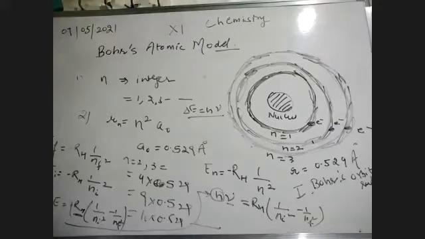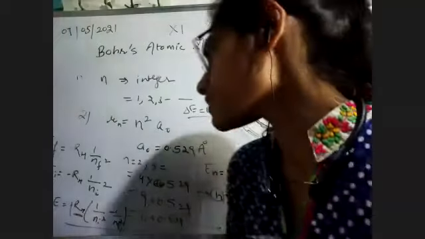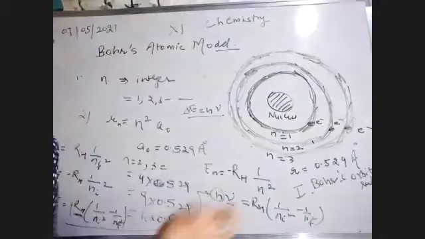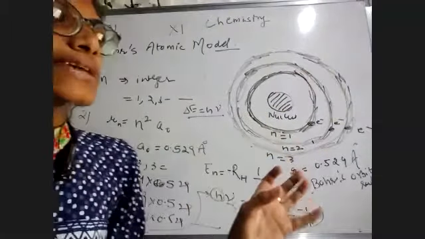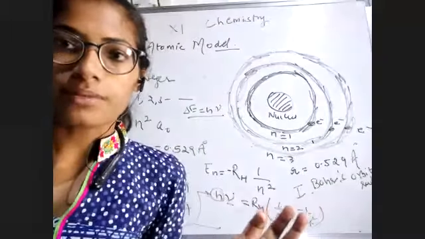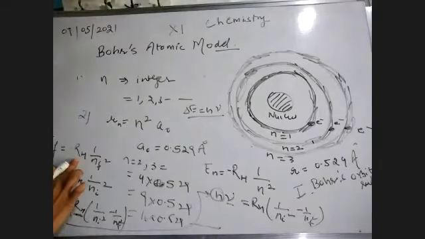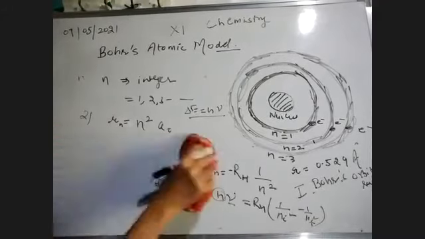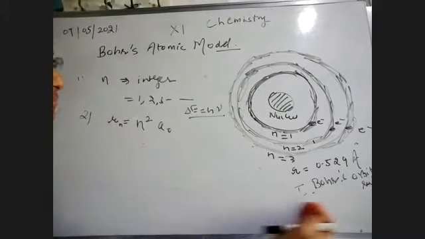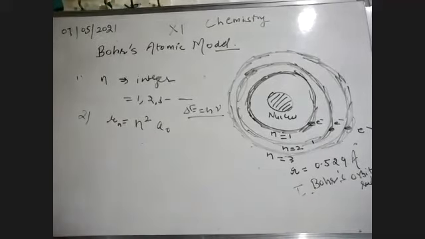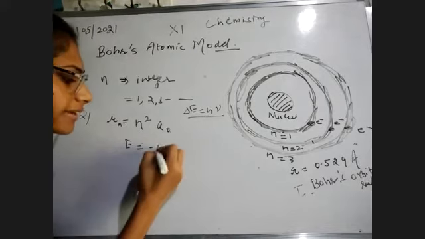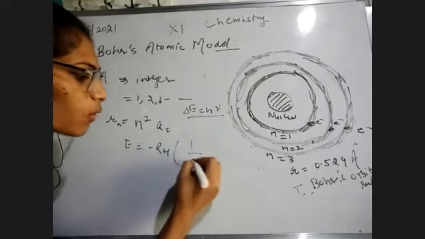The one thing which I haven't explained yet, which is also explained by Bohr's atomic model, is this: here we have taken the concept of the hydrogen atomic model. We have just taken E equals minus RH 1 over N square. He had given us energy equals minus RH 1 over N square.